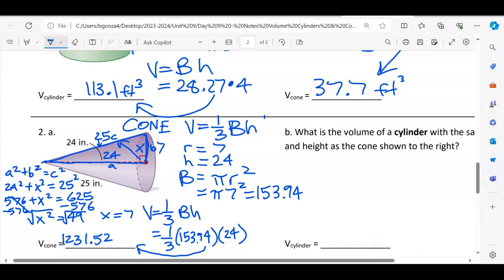My units of measure are inches, what? What goes next to inches? The little 3, right? Cubed.